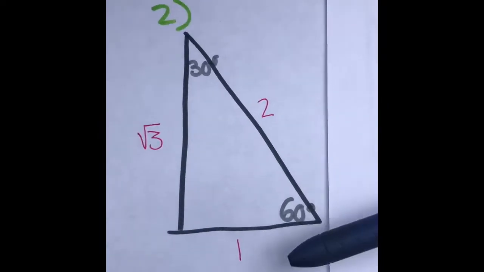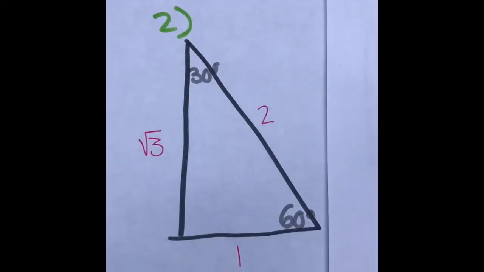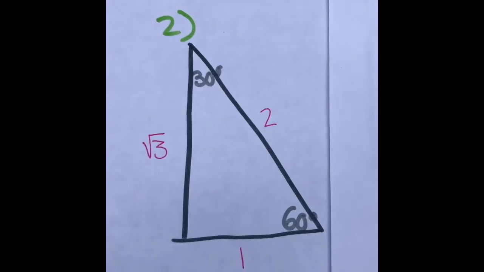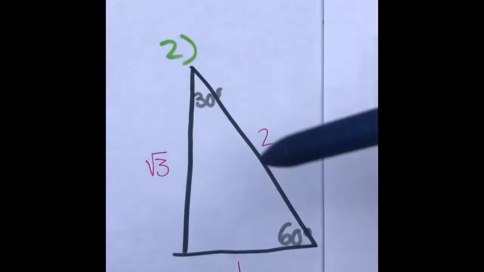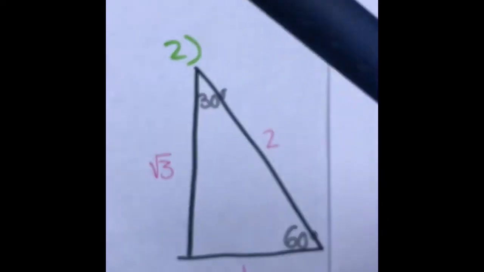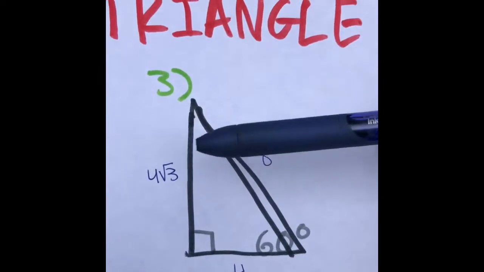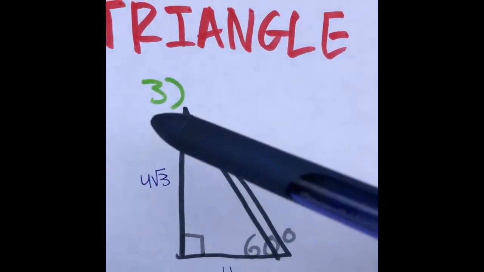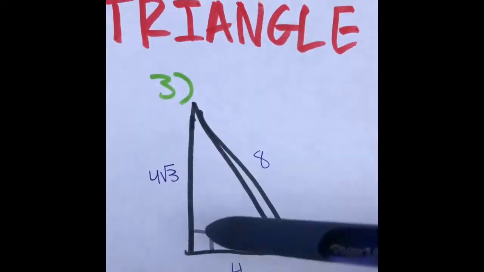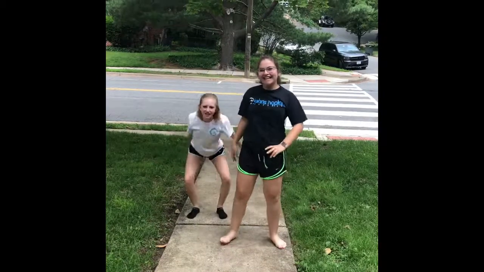So if this is 1, then we know that the hypotenuse has to be 2 because it's 2 times 1. And this is 1 times the square root of 3, which is just the regular square root of 3. The longer leg is 4 times the square root of 3. And we know this has to be 4 because it's divided by the square root of 3. And 4 times 2 is 8. 30, 60, 90.